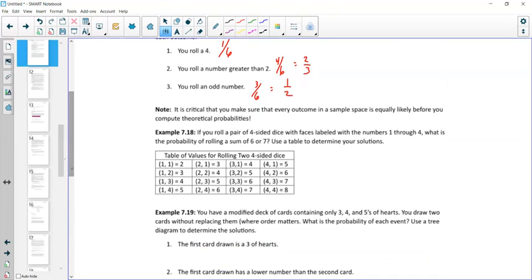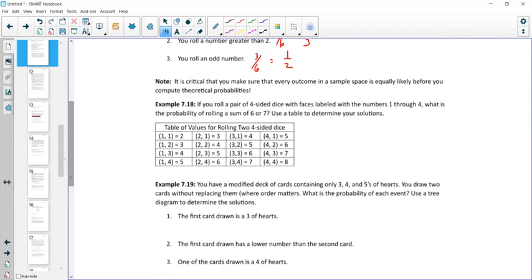It is critical that you make sure that every outcome in a sample space is equally likely before you compute theoretical probabilities. If you roll a pair of 4-sided dice with faces labeled with the numbers 1 through 4, what is the probability of rolling a sum of 6 or 7? Use the table below to determine your solutions.